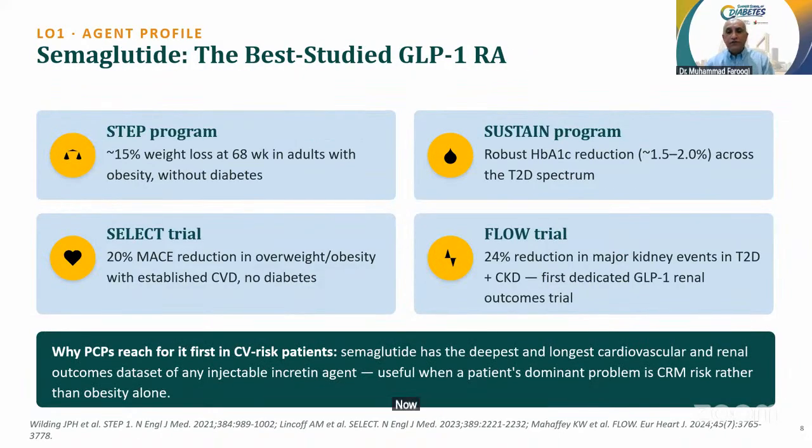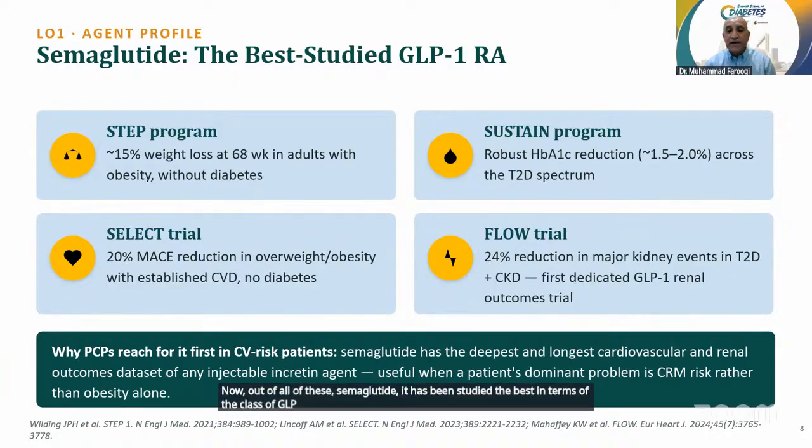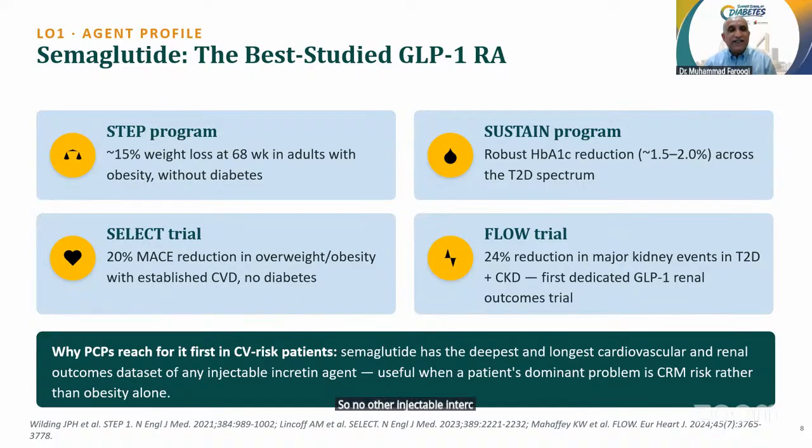Now, out of all of these, semaglutide has been studied the best in terms of the class of GLP-1 receptor agonists. So no other injectable incretin agent has this depth of outcome evidence.